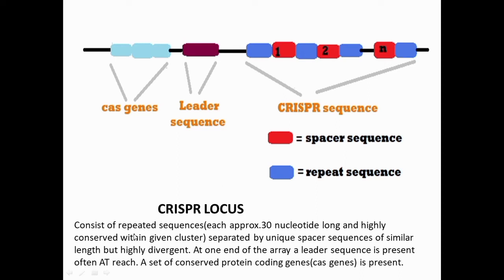So this is the structure of the CRISPR locus. Here you can see the CRISPR locus consists of repeated sequences, each approximately 30 nucleotides long and highly conserved within the given cluster.